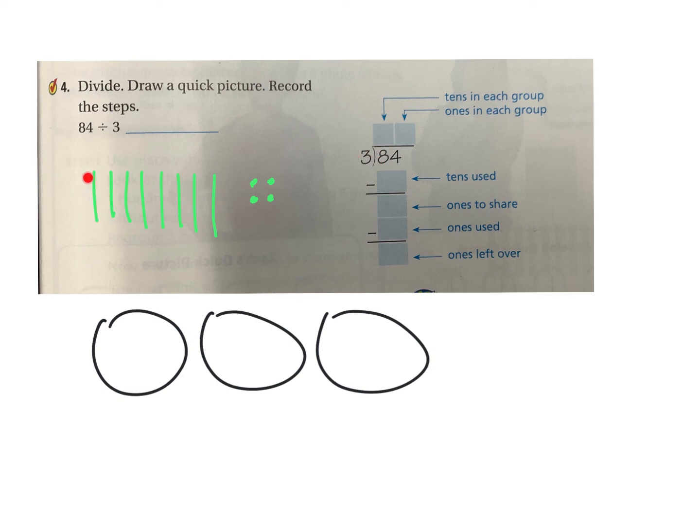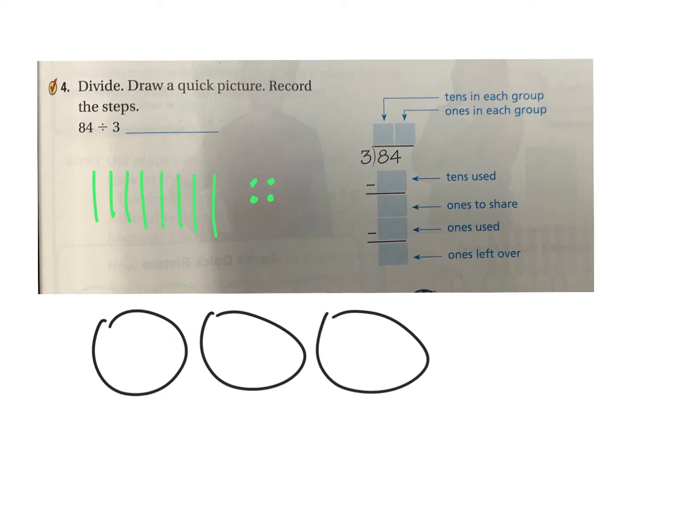Only passing out the tens rods first. Let's get those out of the way first. That's dealing with the tens rods only, the 8 tens rods, and completely ignoring the 4 ones. How many can I get? So 3 times what number gets me as close to those 8 as possible without going over?